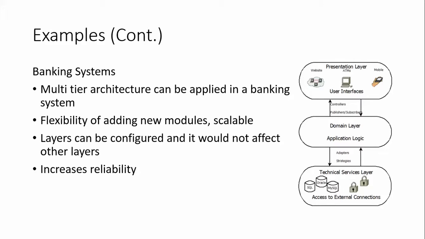Another example of a multi-tier would be in banking systems. Since banks require more reliability, a multi-tier would be quite applicable, as different layers can be edited without actually affecting the whole system itself. So I can say it's actually quite a dependable system, in a sense. Also, layers can be configured and will not affect the other layers as well. Also, new features can be added to that layer, and it will also not affect the other layers.